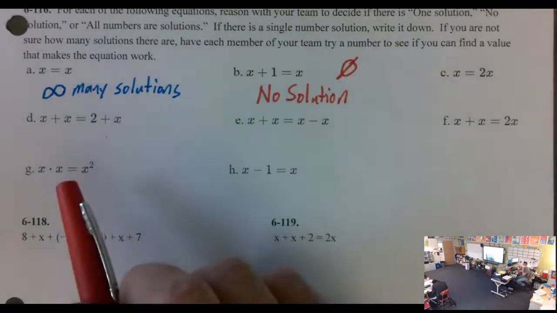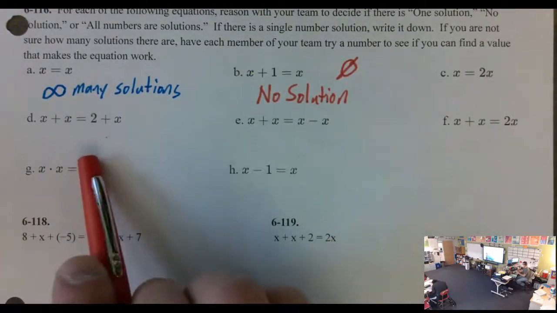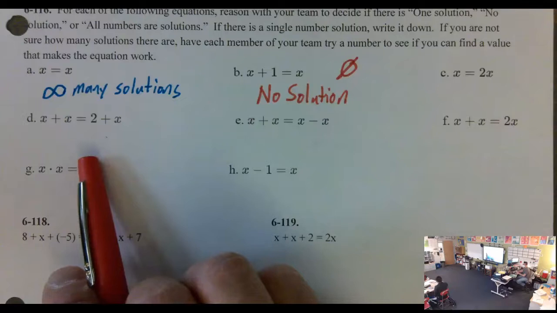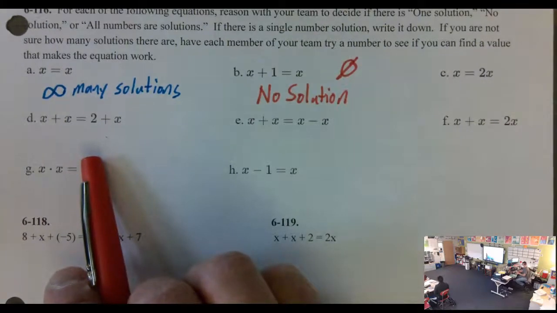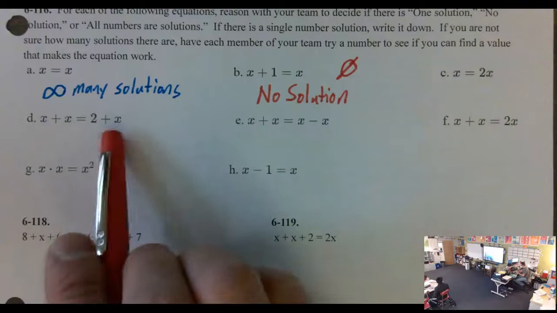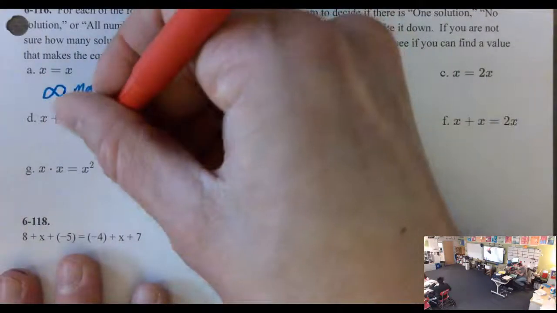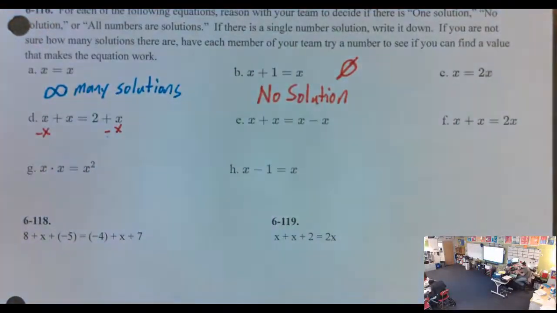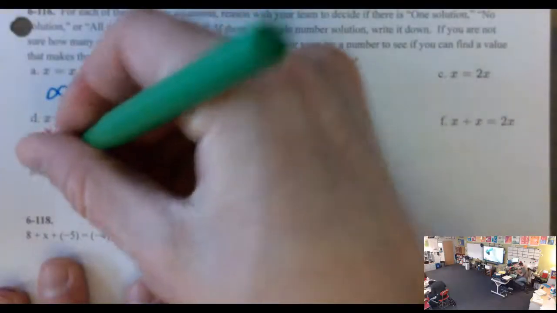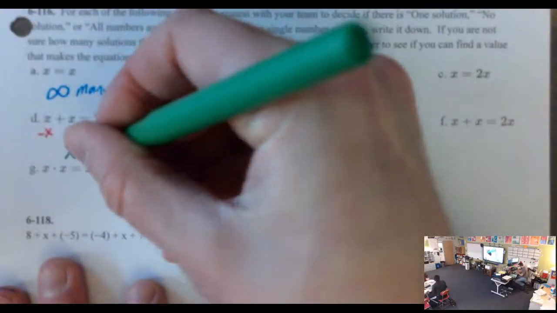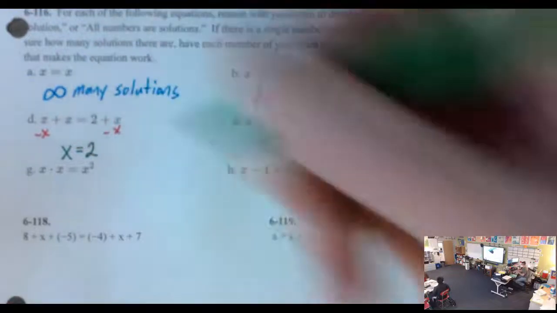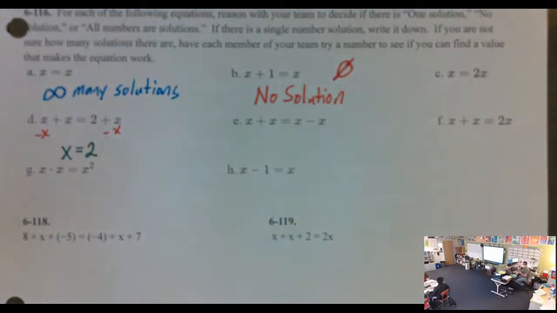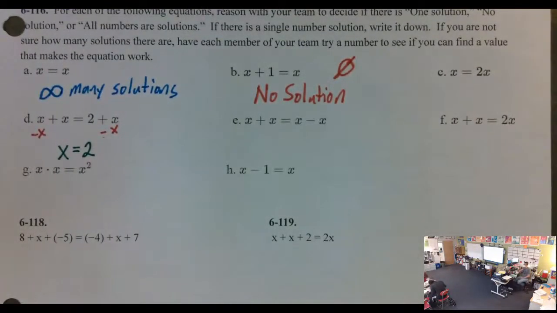Anyone want to talk to me about what we could do in D to clean things up, make things a little nicer? Layla? I could subtract an x off both sides. So we take away that x, and we take away one of these x's. And then we get left with an x over here and a 2 over there. So how many solutions do we have? We got one solution. x has to be 2.